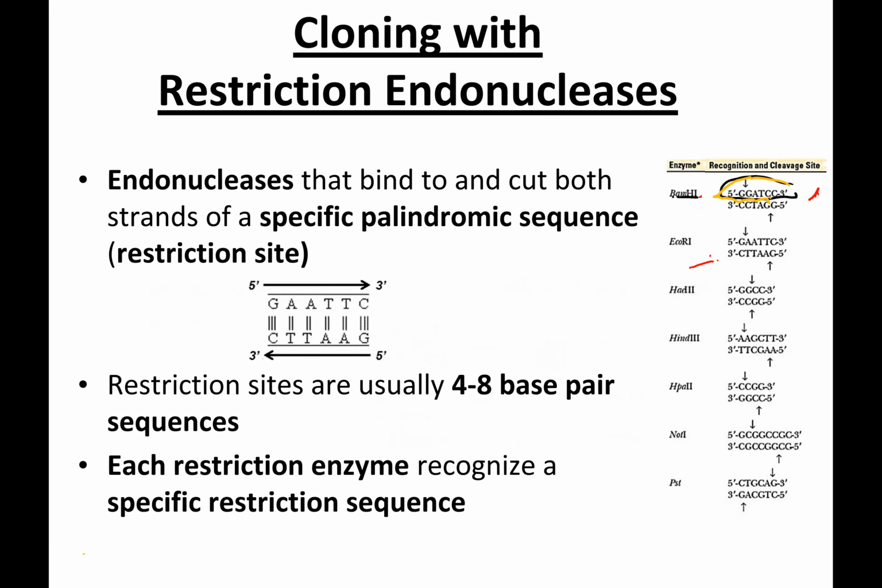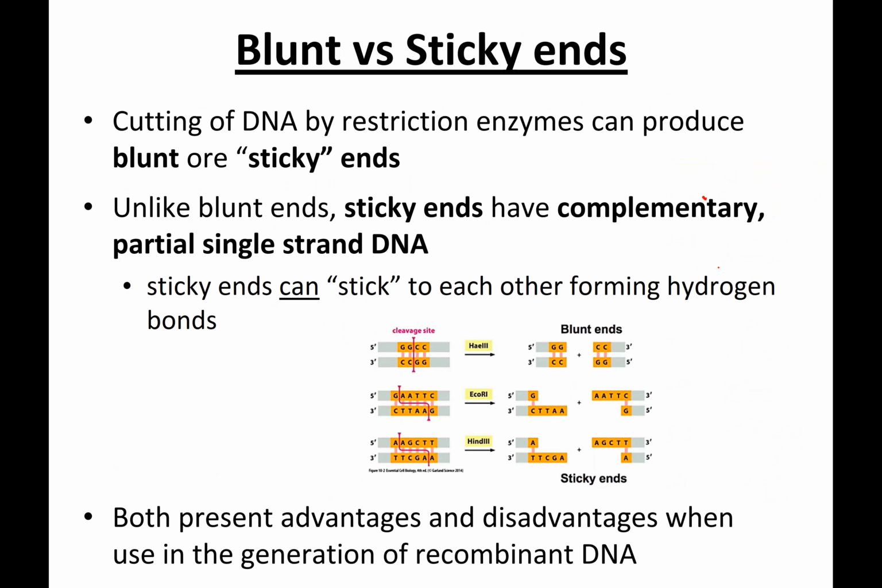EcoRI will recognize this one right here, and so on. Sorry, the pen doesn't work that great. So they all have their own sequence, which you can find easily in any sequence you're working with. And now, once they cut the DNA, they can produce two types of ends.